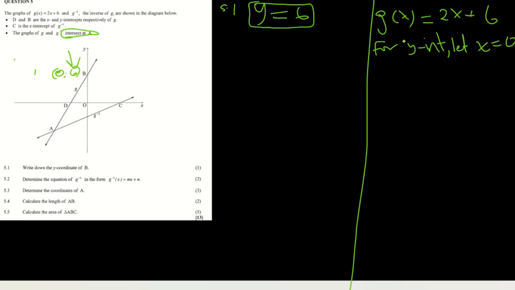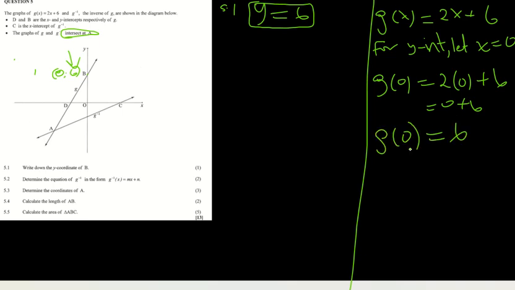So wherever I see x, I will substitute 0. So g of 0 is equal to 2 times 0 plus 6. So 2 times 0 is 0, plus 6, it is just 6. So g of 0 is equal to 6. This means that when x is 0, y is 6. Therefore, the coordinates are 0, 6. Hence the y coordinate of B is y sub B is equal to 6.